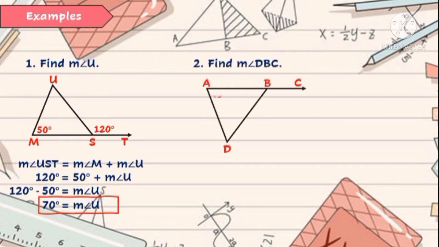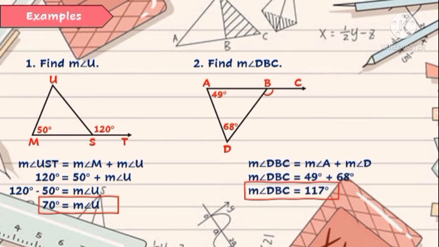Number 2. Find the measure of angle DBC. Angle DBC is the exterior angle of this figure. So its angle measure is equal to the sum of angle A and angle D. By substitution property of equality, angle A is 49 degrees and angle D is 68 degrees. Add it. The measure of angle DBC is equal to 117 degrees.